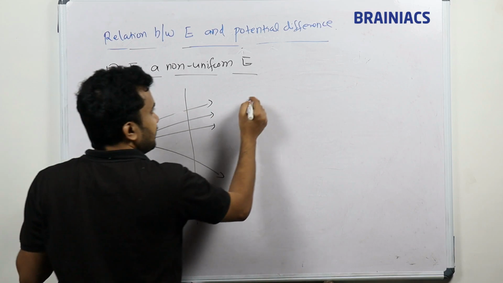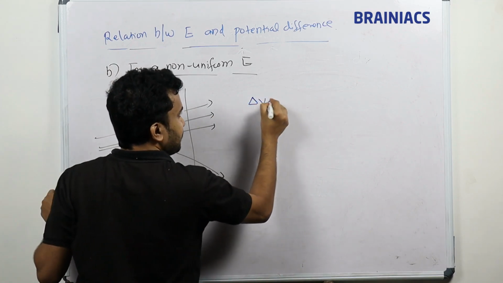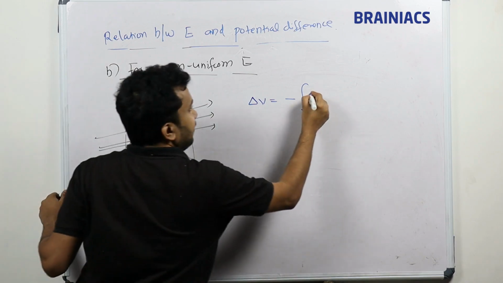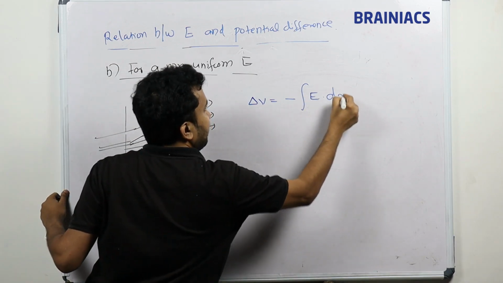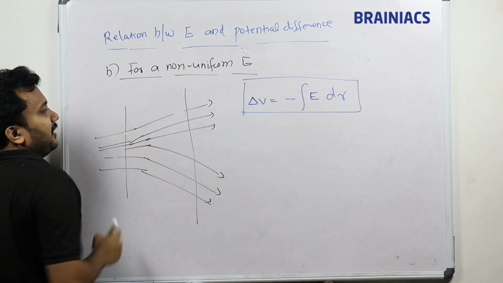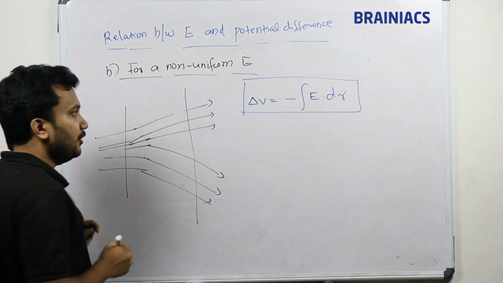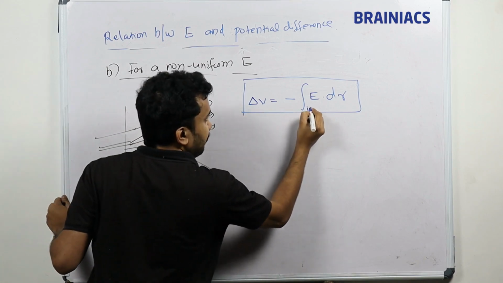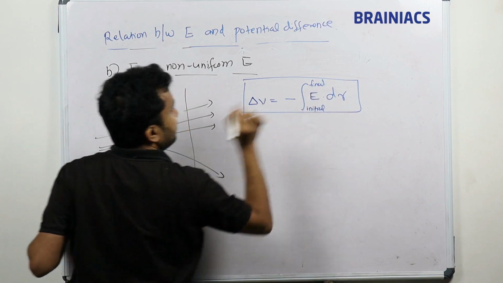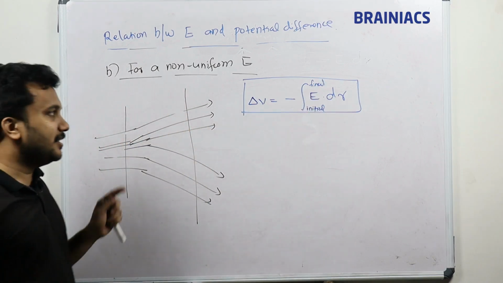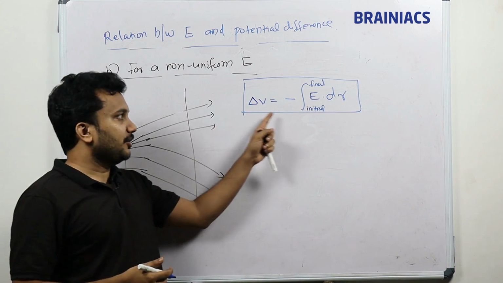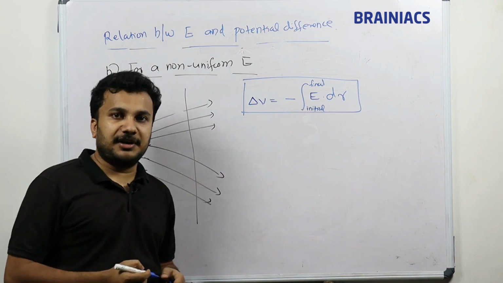The formula is similar to this one, but the only difference is minus integral E dot dr. This is important. Here we know we are always taking the potential as the final point minus the initial point, and here this is the initial and this is the final point. The integration limit, from where to where you are moving, is important. So here you are moving from the initial point to the final point.